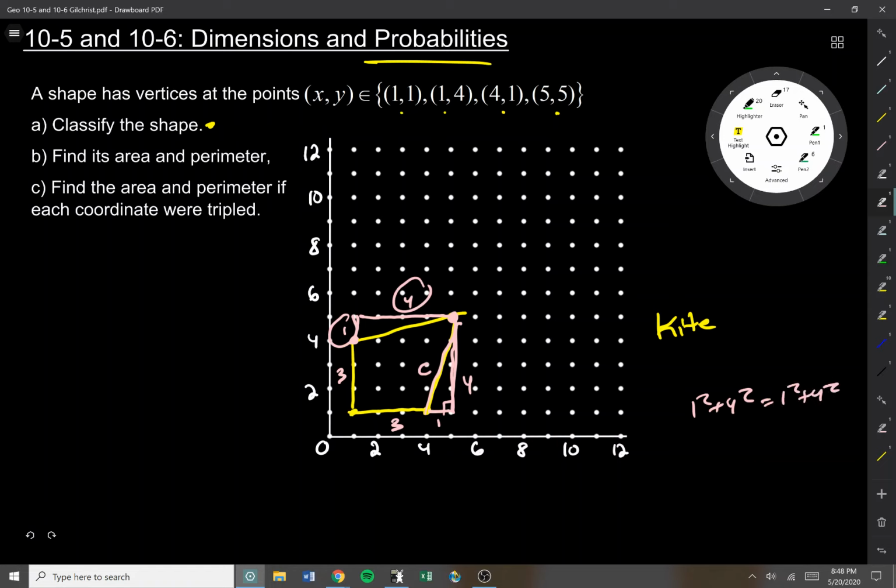So this is definitely a kite, because it has two pairs of congruent sides, but those congruent sides are not opposite each other, they're adjacent. So this is a kite.